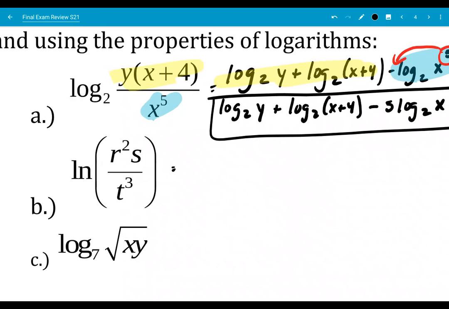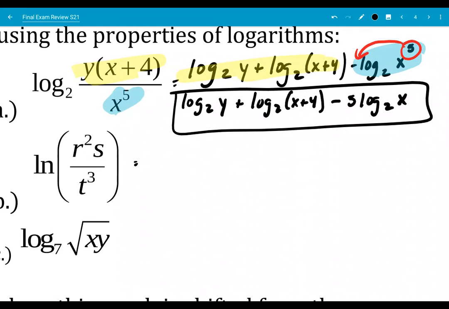For the next one, breaking apart all of the multiplication, I'm going to do it all at once here, just like last time. So this becomes 2 natural log of r, because that's the exponent on that r that goes out front, plus natural log of s minus 3 natural log of t.